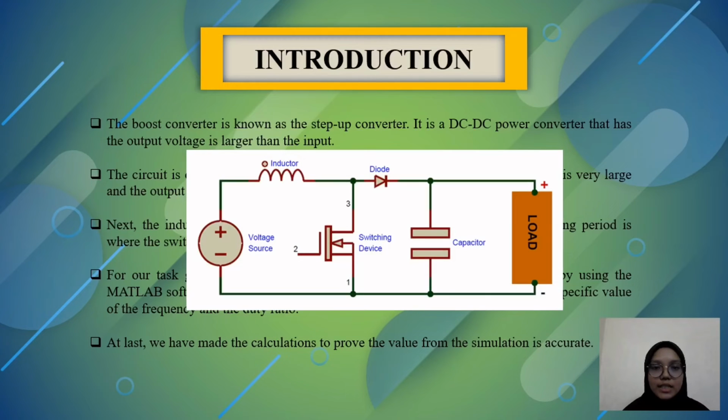This is an example of the boost converter circuit that has an inductor, diode, and a switching device such as MOSFET, IGBT and ideal switch. We also have a capacitor, a load as a resistor, and the voltage source. For the simulation we use the ideal switch for this mini project.